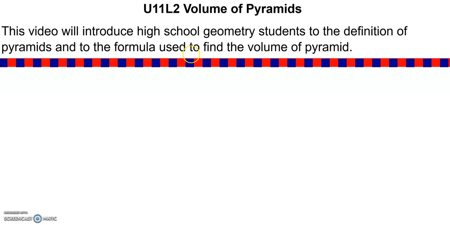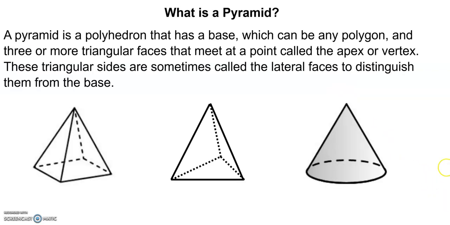Patriots, in this video we are going to talk about how to find the volume of a pyramid, what makes a pyramid, and the parts of the pyramid that we care about. So a pyramid is a polyhedron. A polyhedron is just a three-dimensional shape that's made up of two-dimensional shapes.